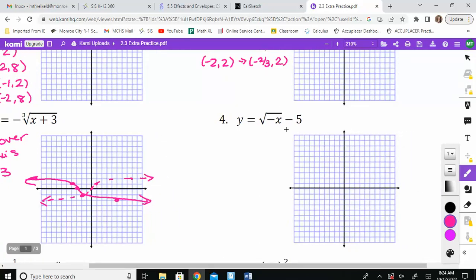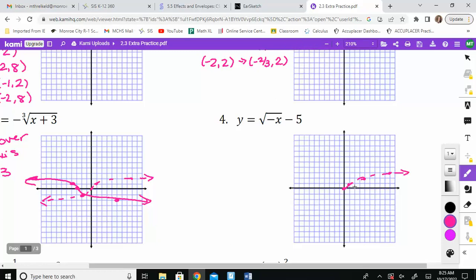All right, number 4, what's my parent function? Square root of x. Square root of 0 is? 0. Square root of 1? Square root of 4? If you wanted square root of 9? 3. Is it okay if we skip the square root of 4 and just went straight to 9? Yeah, as long as you have a minimum of three points.